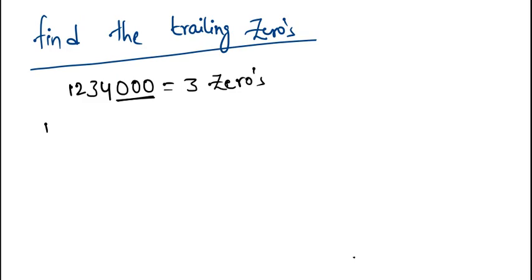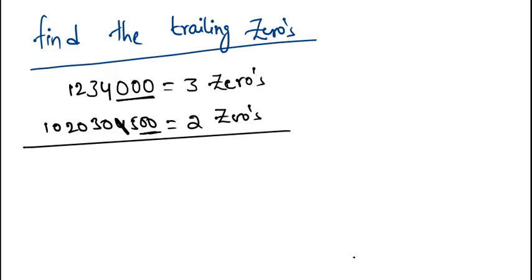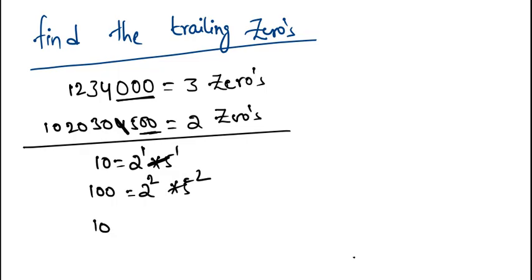If you have one more number, 1, 0, 2, 0, 3, 0, 4, 5, 0, 0, how many zeros are at the end? 2 zeros. So trailing zeros in this value will be equal to 2. To get one 0, we require a 2 and a 5. To get 2 zeros, we require 2's equal to 2 and 5's equal to 2. To get 3 zeros, we require 2's equal to 3 and 5's equal to 3.